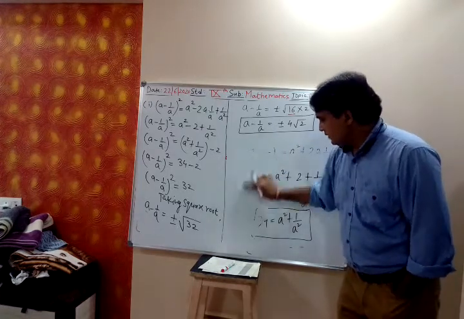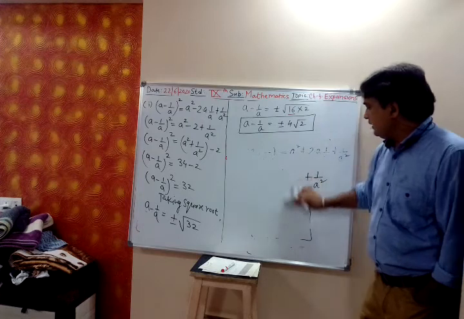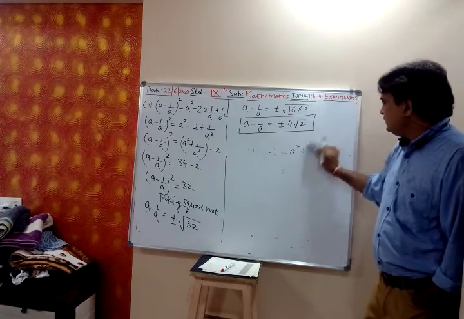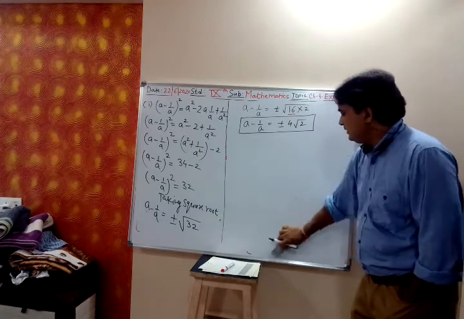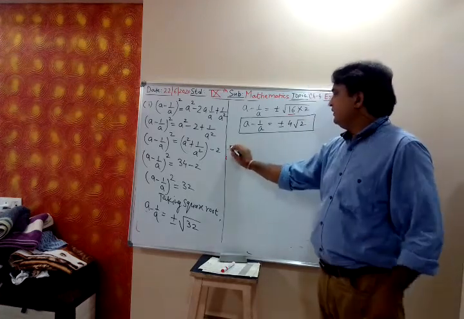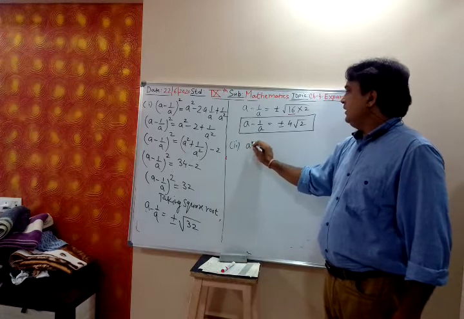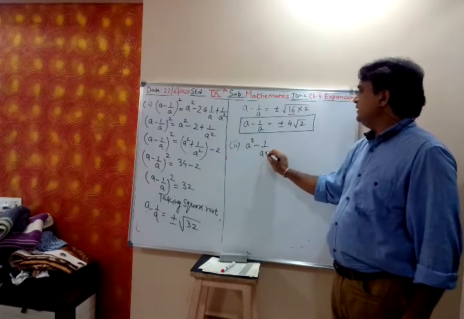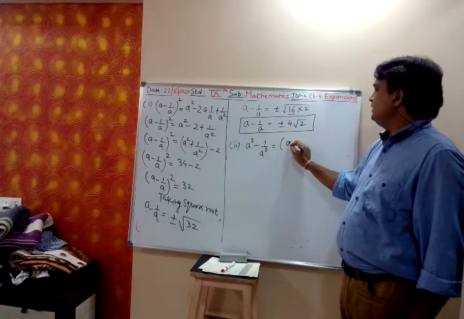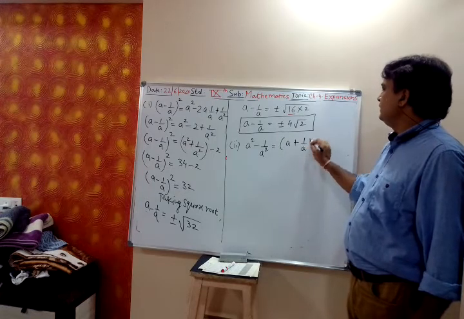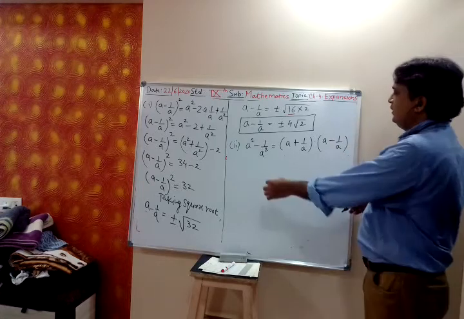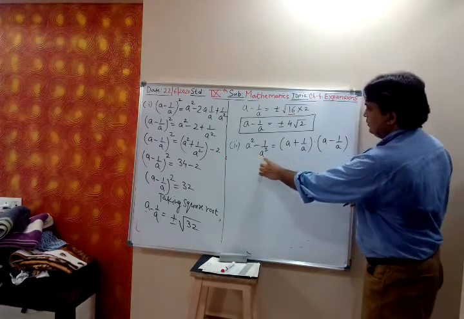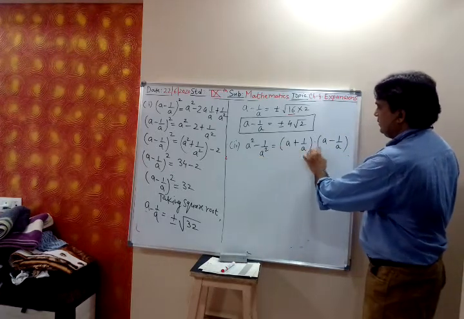Now it is asked what is the value of a square minus 1 upon a square. That is same as a square minus b square. A square minus 1 upon a square is same as a square minus b square, so that is a plus b into a minus b. A plus 1 upon a into a minus 1 upon a.